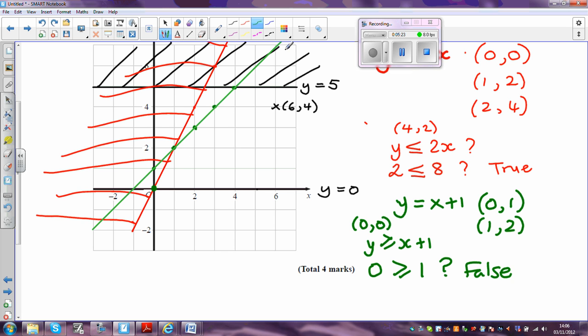Okay, so we go back to the green line. There's the origin, the point that we chose. It means that we don't want this side of the green line. So I'm going to shade out all of this side of the line. Now the only part of the diagram which remains unshaded is this little bit here, and that is my required region.